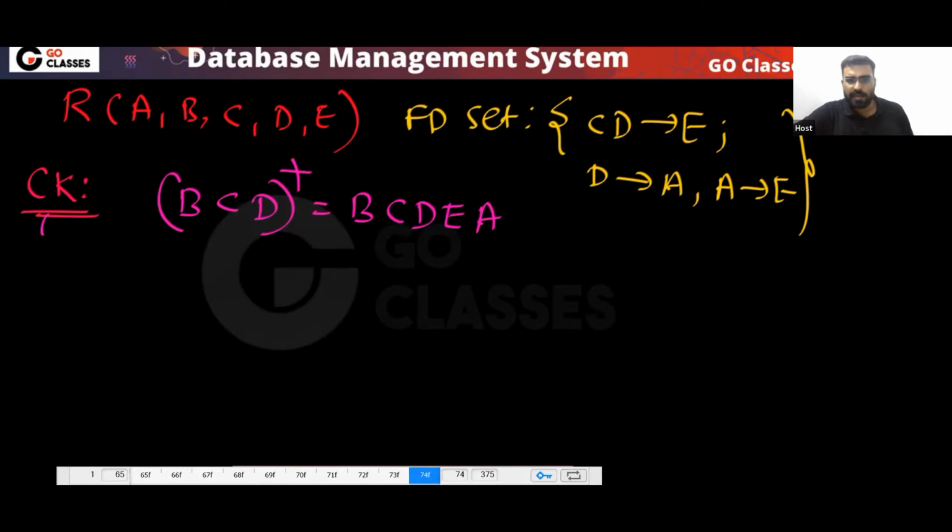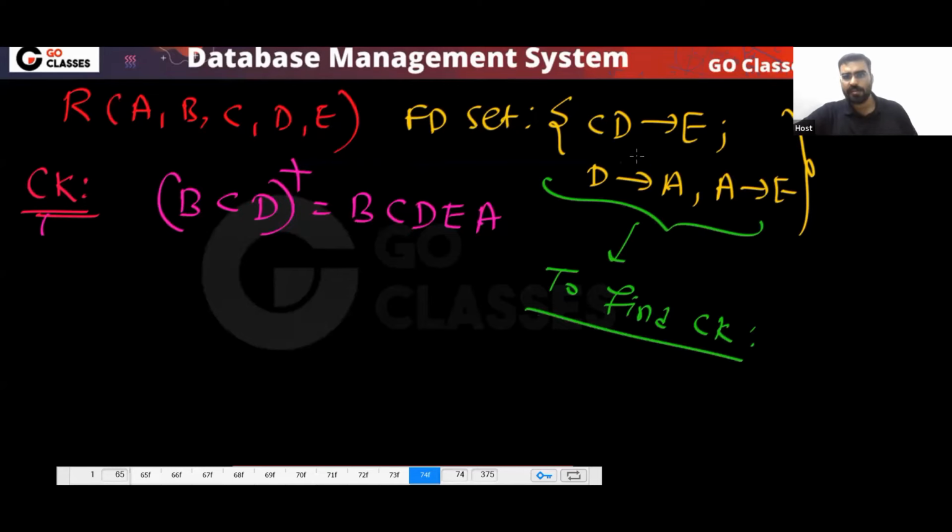Anyway, this is the candidate key. If you want to find the candidate key, how will you find it? You can notice these attributes B, C, D do not appear on the RHS.